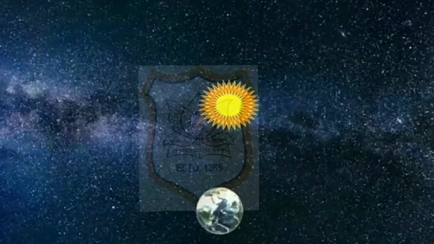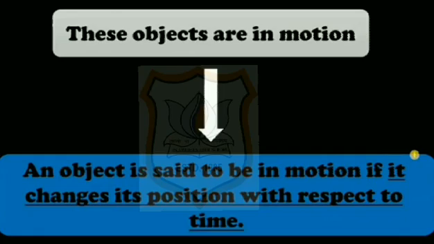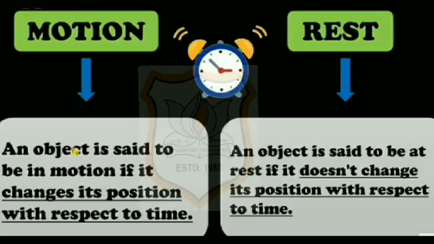So, in the slide you can see fishes are swimming in water, earth revolves around the sun. These objects are in motion. An object is said to be in motion if it changes its position with respect to time. What is the difference between motion and rest? An object is said to be in motion if it changes its position with respect to time. An object is said to be at rest if it does not change its position with respect to time.